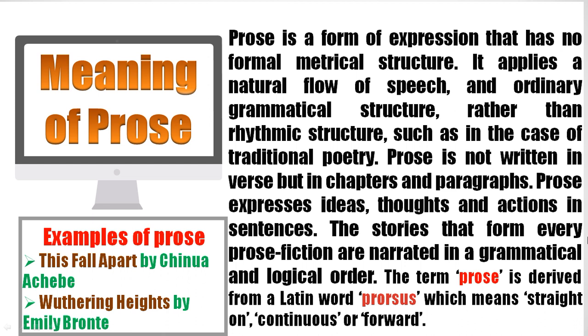Some of the major examples of prose we have here: we have Things Fall Apart by Chinua Achebe, we have Wuthering Heights by Emily Bronte. We have several others, The New Tribe by Buchi Emecheta, Second Class Citizen by Buchi Emecheta. All these are prose. They express ideas in a way that it is formatted into chapters and paragraphs. It is not like drama. It is not like poetry. So please note the difference between prose and other genres of literature. Prose is structured in paragraphs and chapters.